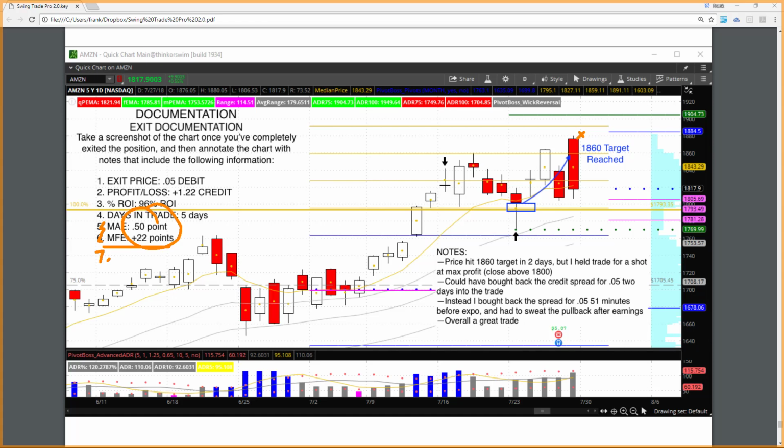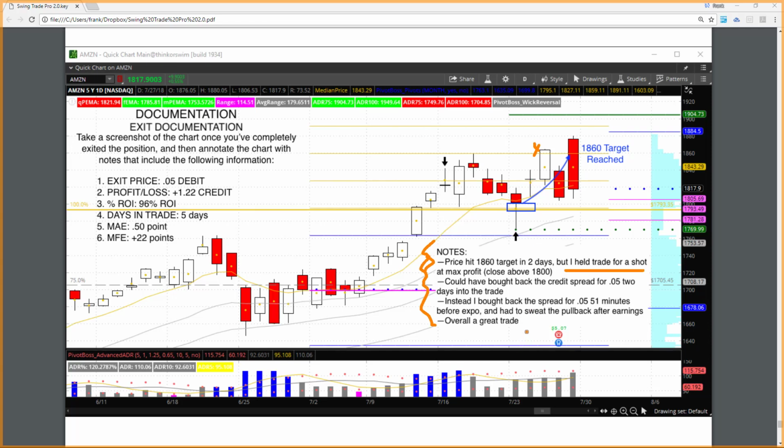Again, it goes back to understanding great trade location, understanding where you want to do business, and getting in when price is at that area without hesitation, and then letting the market do what it may. So that's how this trade turned out. Now here's some notes on the trade, because it looks sunny and happy here, but it wasn't that easy. It could have been, but I allowed it to be a little bit harder than I needed to. Number 1, price hit the 1860 target in 2 days.